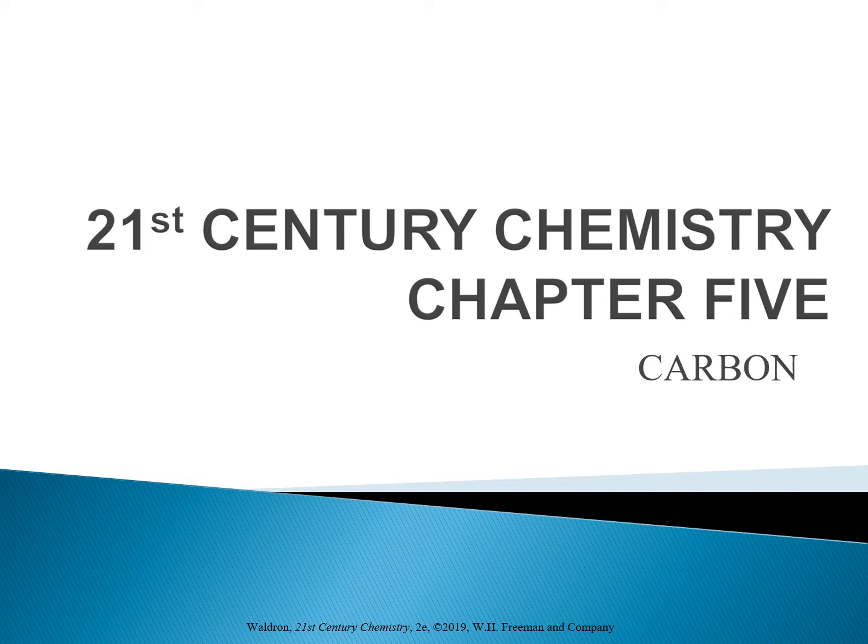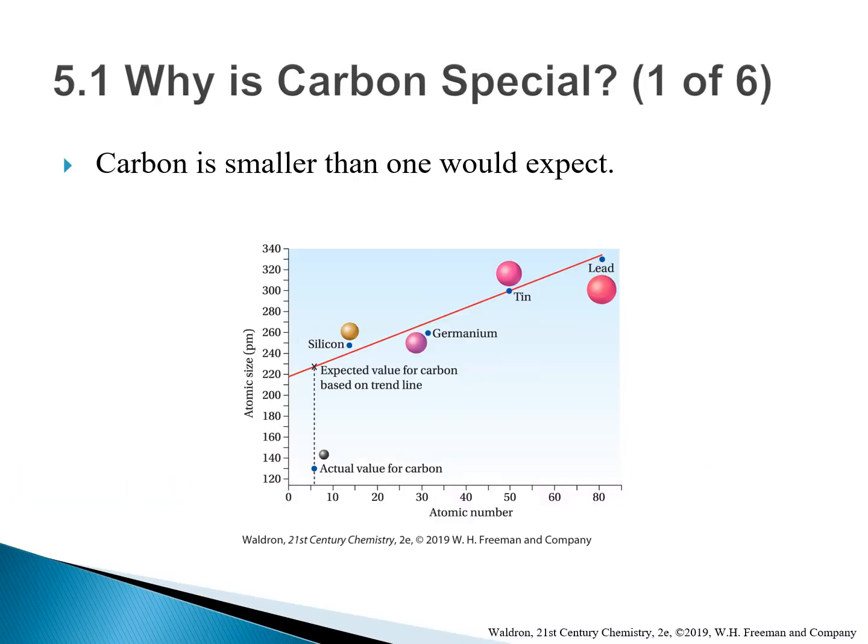Chapter 5, Carbon. In this chapter, we will look into a branch of chemistry called organic chemistry. Organic chemistry studies the structure, properties, and the reactions of organic compounds, which contain carbon-carbon covalent bonds. Why is carbon special? Let's begin by looking at its atomic size.